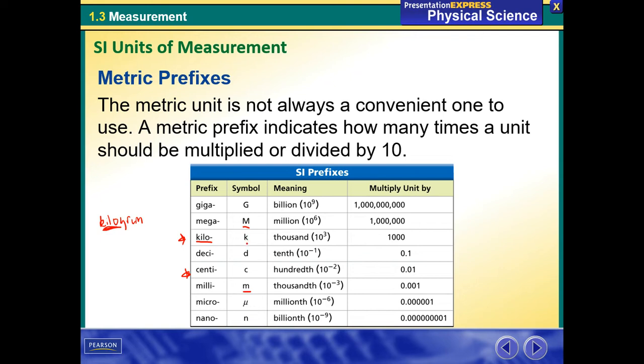Capitalization matters. Now, one thing to note about a prefix is it's always used with another symbol. So I'm going to put that over here. Always used with another symbol.